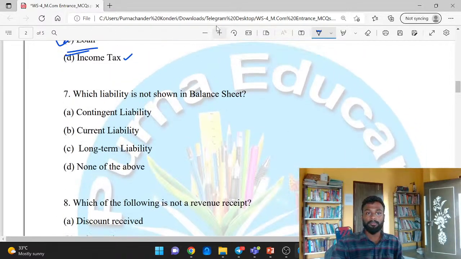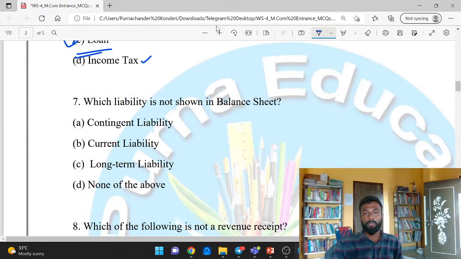Then question number 7. Which liability is not shown in balance sheet? Yes, guys. Yeah, very good. So it is contingent liability.